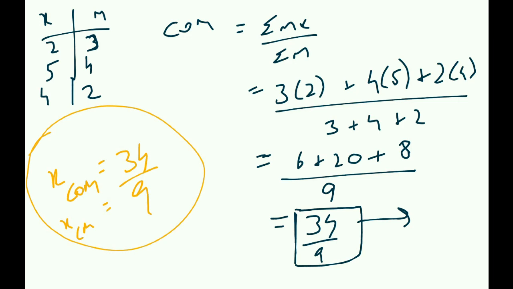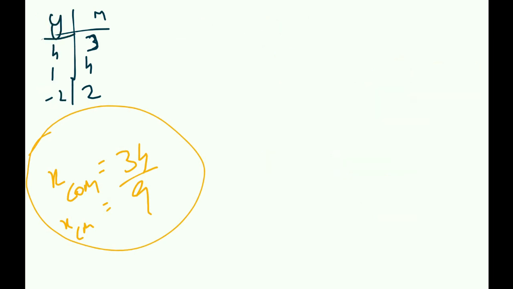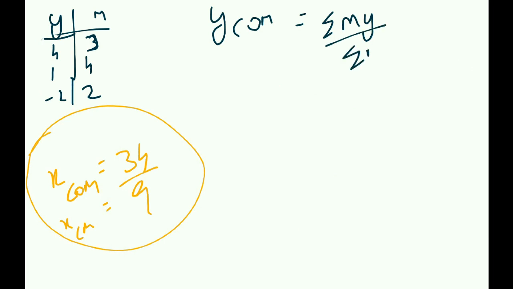Alright, now let's work with the y coordinate. So how do we work with the y coordinate? It's the same thing. The y coordinate of the center of mass is going to be sigma my by sigma m. So there I wrote x because those are the x coordinates. Here I'm going to write y because those are the y coordinates. It doesn't really matter. You know what to do and how to do it.